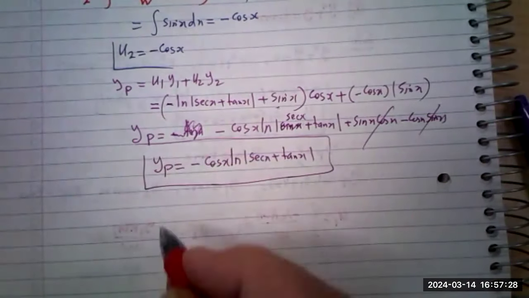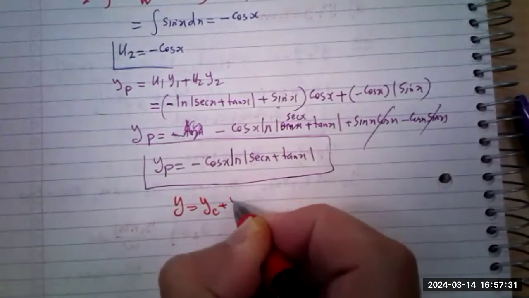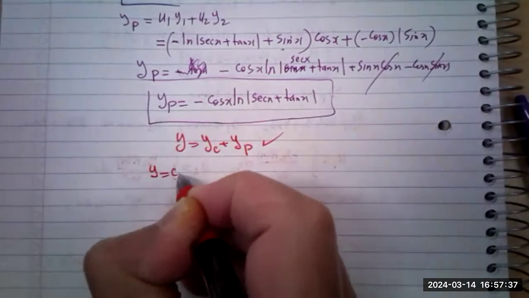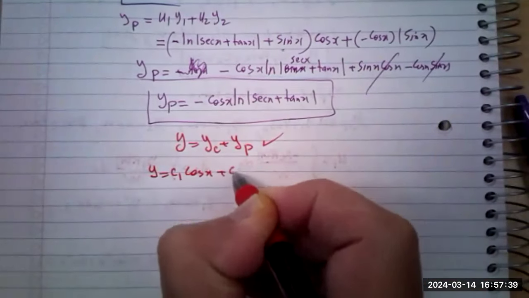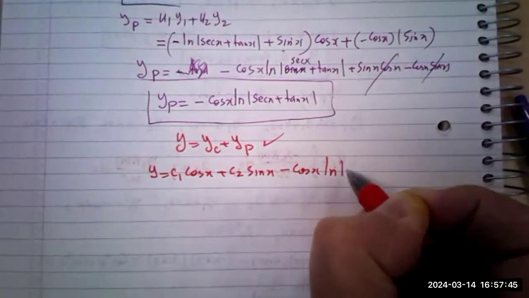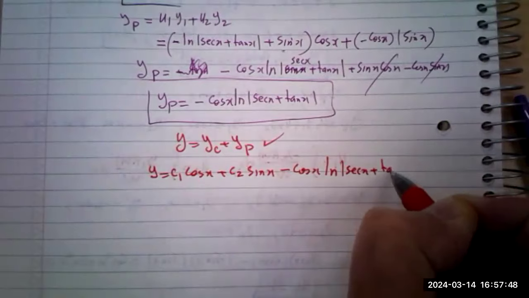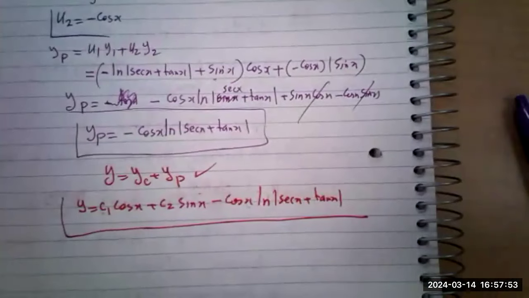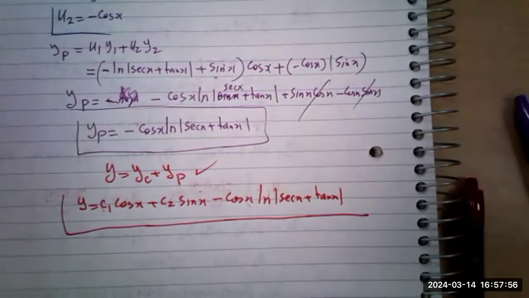Now you can say that y is equal to YC plus YP, except that you should write it down, and it's not bad to repeat it. So y equals cosine x, sine x, minus cosine x ln of the absolute value of the secant x plus tangent x. That would be the general solution of the equation. So manage your time. The variation of parameters takes time to do at any level, it doesn't matter whichever is given to you. So this is the case with the tangent.